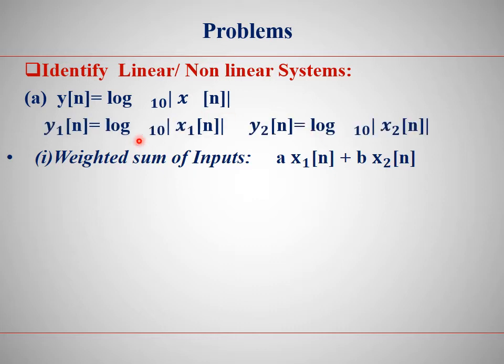As is seen in the previous case, we will be having two inputs x1 of n and x2 of n, resulting in two outputs y1 of n and y2 of n. Hence, y1 of n is going to be equal to log to the base 10 modulus of x1 of n and y2 of n is going to be log to the base 10 modulus of x2 of n. Let us apply the weighted sum of inputs. When we apply the weighted sum of inputs, it is a into x1 of n plus b into x2 of n, modulus sign, log to the base 10.